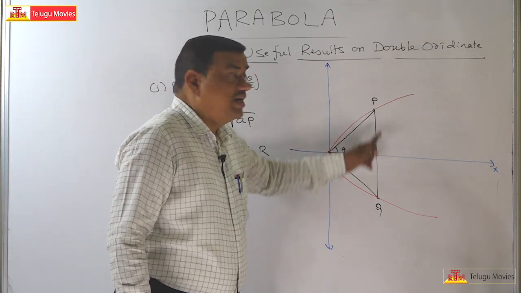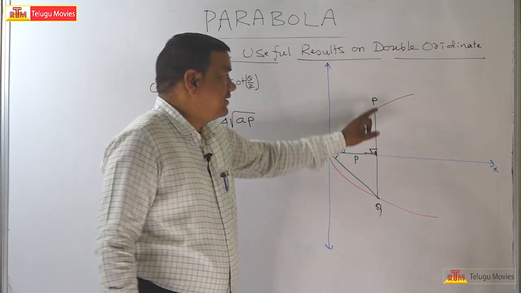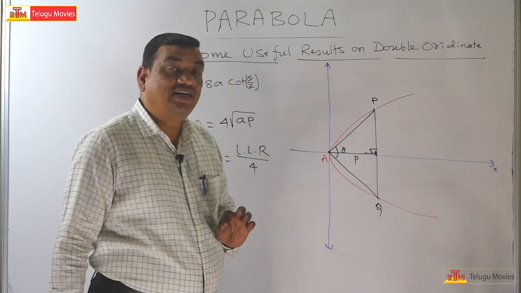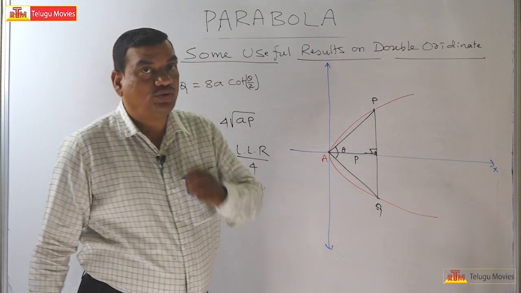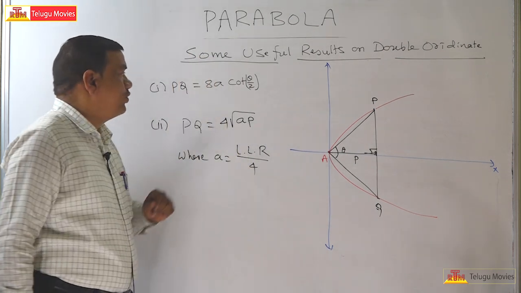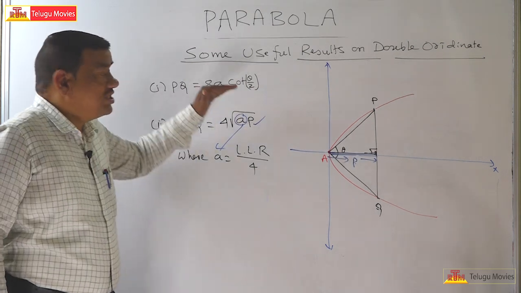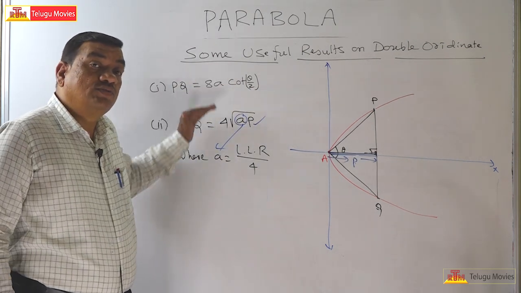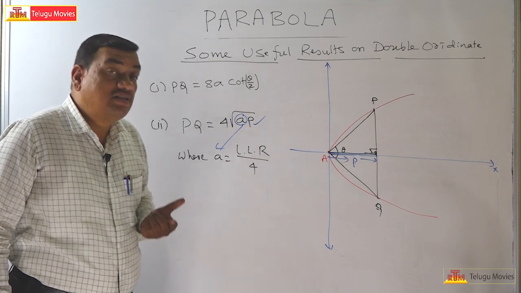If this double ordinate PQ makes an angle theta at the vertex, that means angle PAQ is equal to theta. Angle PAQ is equal to theta, then the length of the double ordinate. So these are the two results which are useful to find the length of the double ordinate, depending upon the given data.